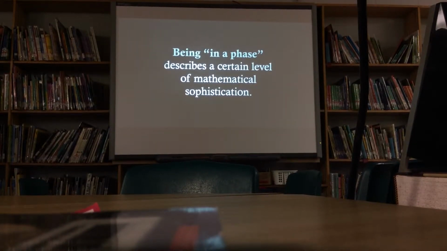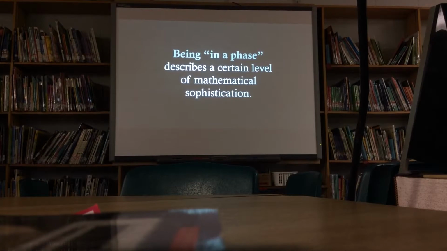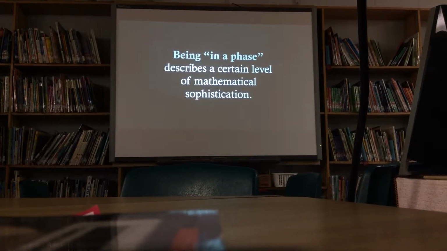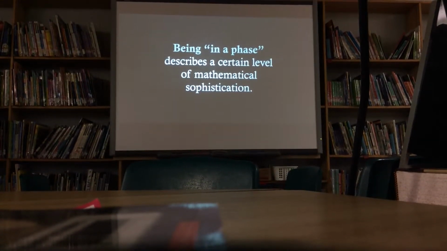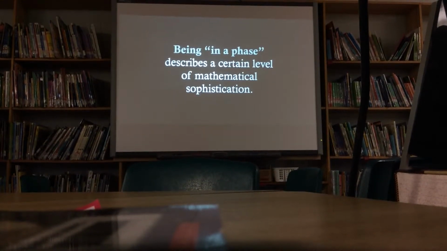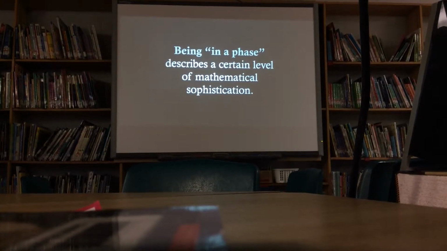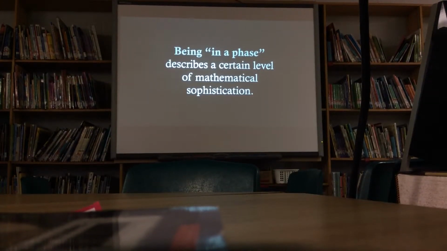So when we talk about being in a phase, what that means is that it describes the level of math sophistication that child has. So if a child is in phase 2 in number, it means they're really concrete. Basically they're comfortable working with whole numbers to 100 that are modeled concretely. They're not ready to talk about numbers greater than 100 yet, and they're not ready to talk about numbers without that concrete modeling in front of them.